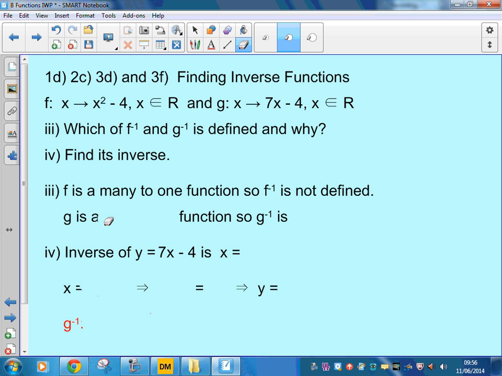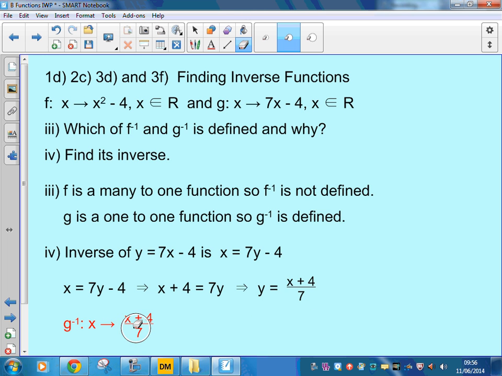G, on the other hand, is a linear function. Linear functions are one-to-one functions, so g to the minus 1 is defined. For the inverse, all you need to do is where you see a y you put an x, where you see an x you put a y. So x equals 7y minus 4, then rearrange it to make y the subject. If x is 7y minus 4, add 4 to both sides, x plus 4 is 7y, divide through by 7, y is x plus 4 over 7. So that means that g to the minus 1 takes x to x plus 4 over 7.